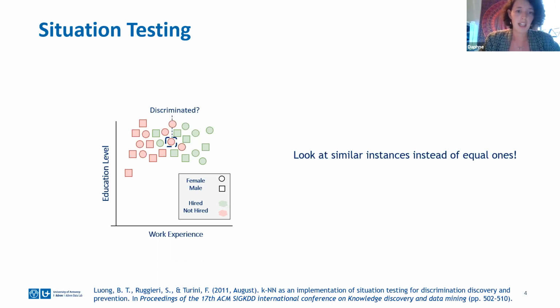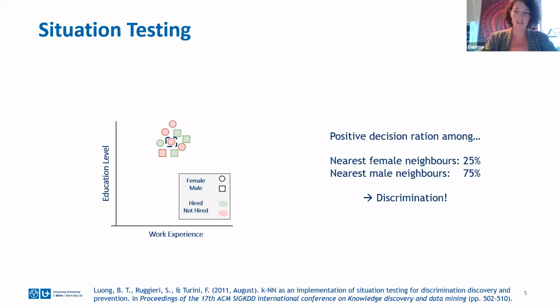So say we have a data set like this, where we just have information about the sex of people, whether they got hired or not, and then their education level and their work experience. What Luong basically suggests is to look at the nearest male neighbors and nearest female neighbors of the candidates, and then compare the positive decision ratio among both groups. And here we would see that this positive decision ratio is much higher across the male neighbors. Hence, we can pretty surely say that some kind of discrimination occurs.